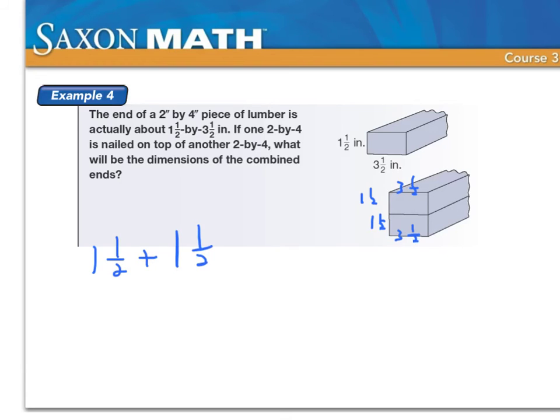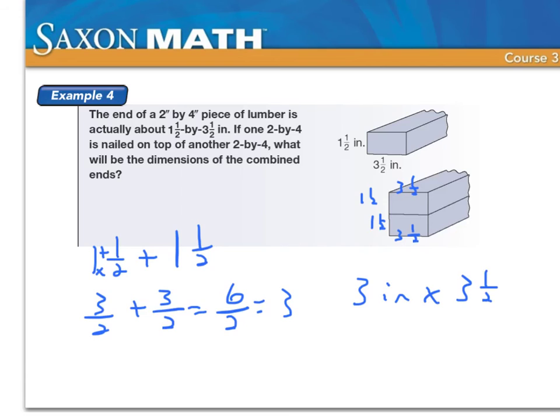Okay? Well, again, I can change this to a mixed number by times plus, and then 2 times 1 is 2, plus 1 is 3/2. And I'm adding the same number here. So 3 plus 3 is 6. And I keep it over 2. And 6 divided by 2 is 3. So my dimensions are 3 inches by 3.5 inches.